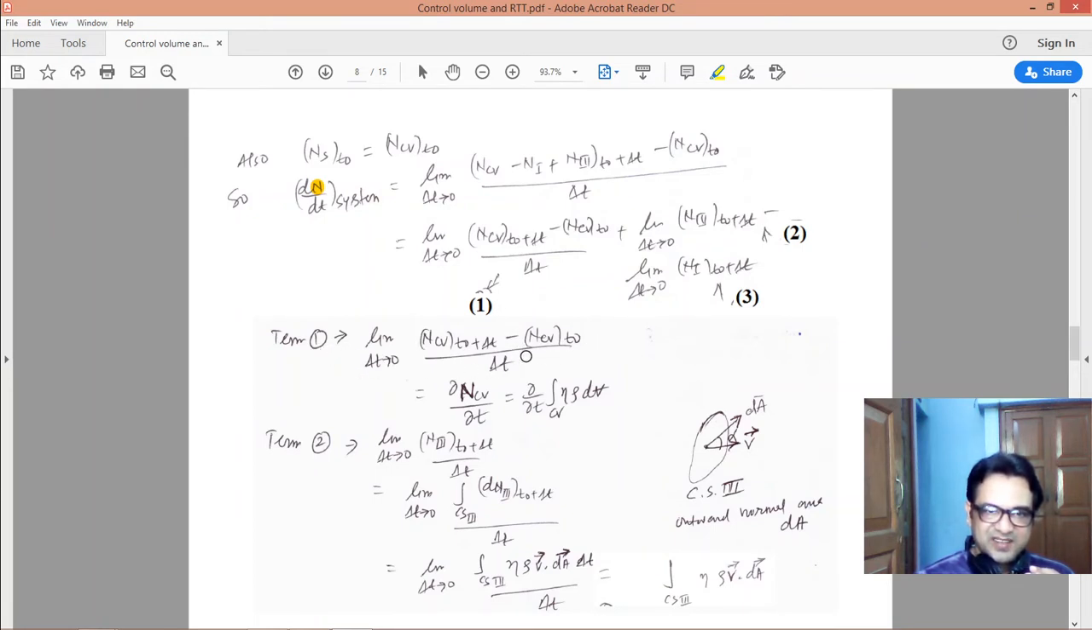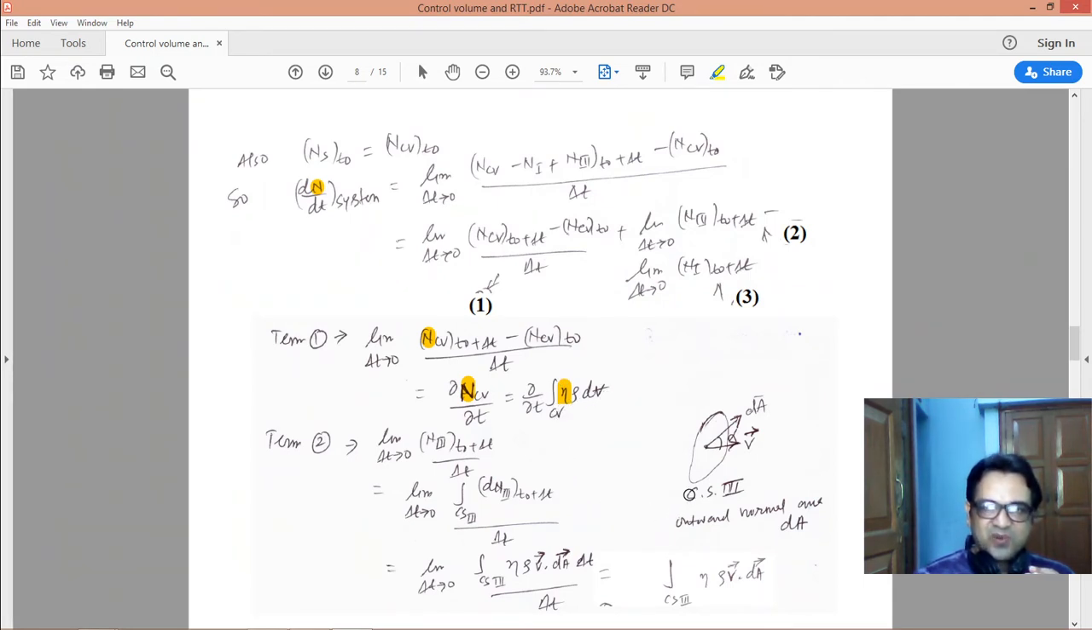It is the limit. So again we can use the definition of a differential. So this limit delta t tends to 0 will be equal to dN by dt for the control volume, because these extensive properties are for the control volume. So we are getting the rate of change of the extensive property N for the control volume. So again you can write this extensive property in terms of the intensive property. You just integrate the intensive property multiplied by the mass, rho dV. So the first term becomes del by del t integration eta rho dV.